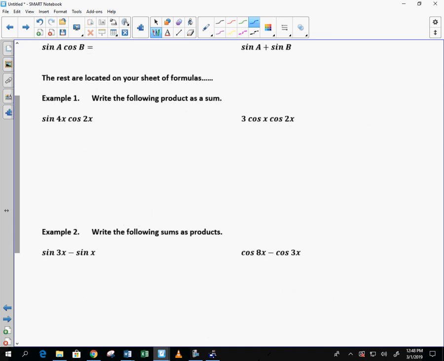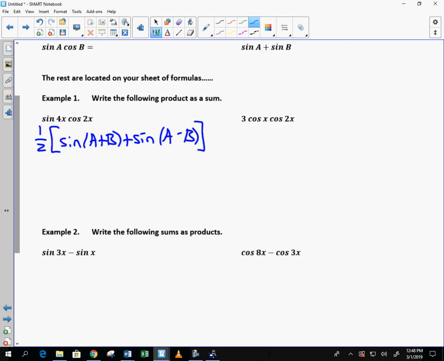It says write the following product as a sum. Sine of 4x times cosine of 2x. First thing I do is I grab my handy-dandy formula. Sine times cosine, it looks like we got 1/2 sine sine. I'm going to write that out. 1/2 times sine of A plus B plus sine of A minus B. Everybody got that?